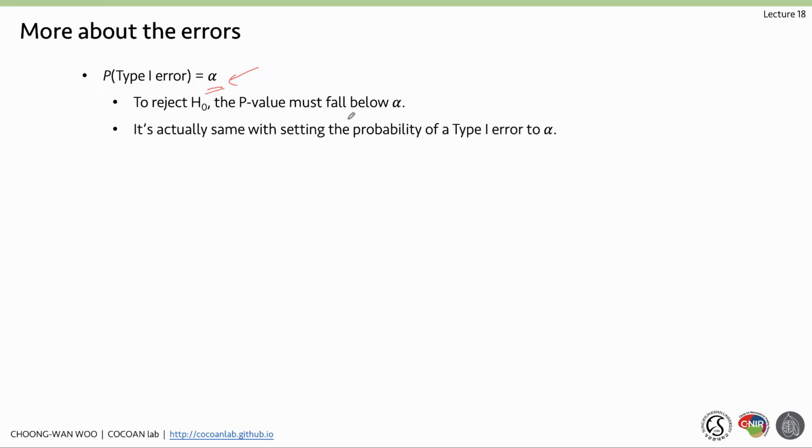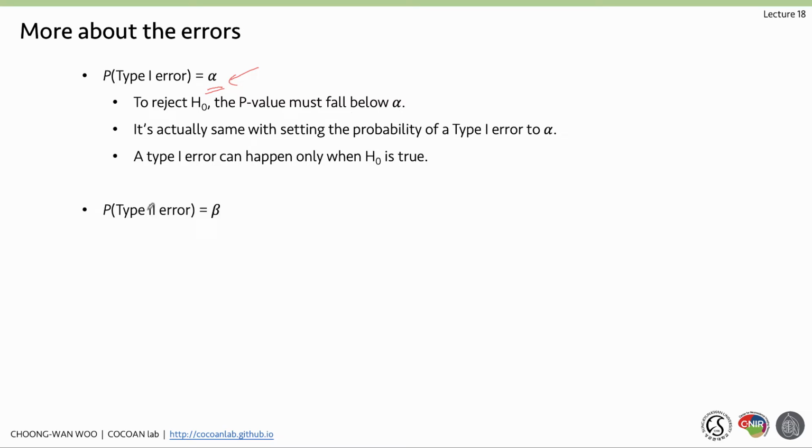So the probability of type 1 error, we write that as alpha. This is the same as the alpha level we just learned. And to reject the null hypothesis, the p-value must fall below the alpha level. It's basically, we are controlling the probability of the type 1 error to alpha. And a type 1 error can happen only when the null hypothesis is true.